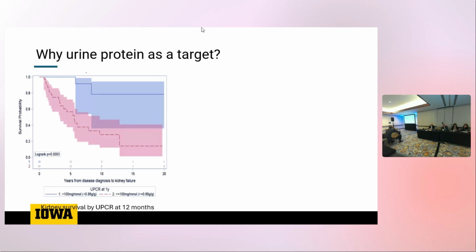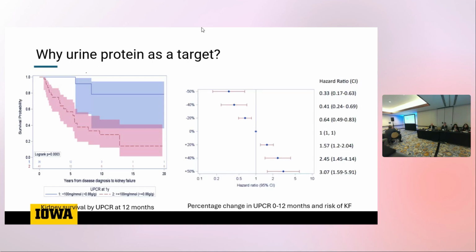In fact, this is an example of whether you had greater than 0.88 grams per gram of urine protein versus less than 0.88 grams per gram. So you can think about that at that 1 gram roughly. If you were in the pink box, those were the group that had more than a gram of urine protein approximately. And notice what their Kaplan-Meier looks like. This is a group of patients that, based on that urine protein, their renal survival was actually not great. So that is one of the reasons why urine protein ends up being important to us.